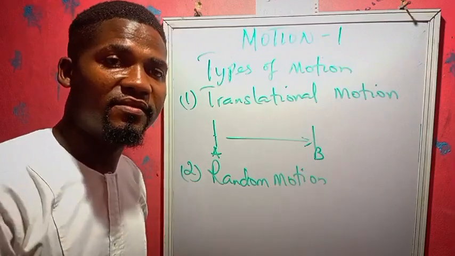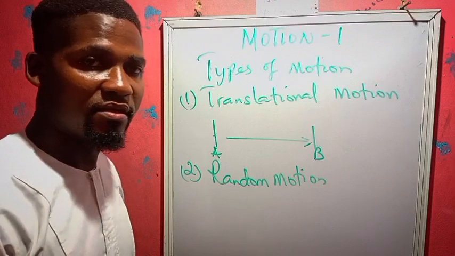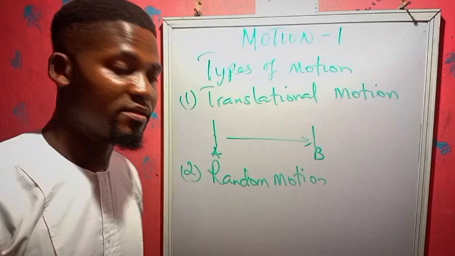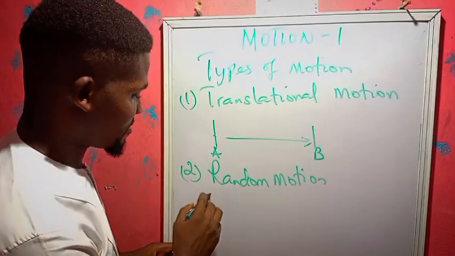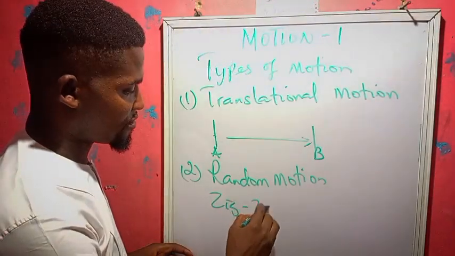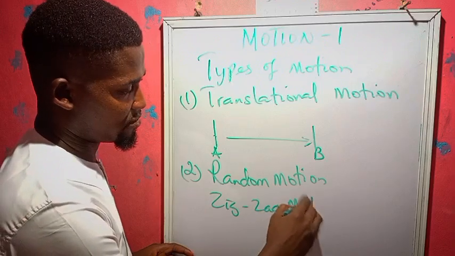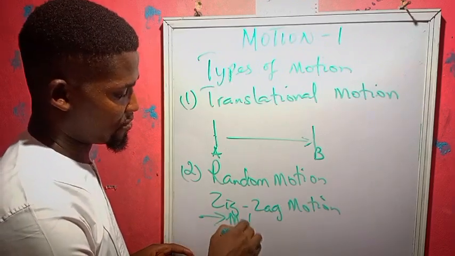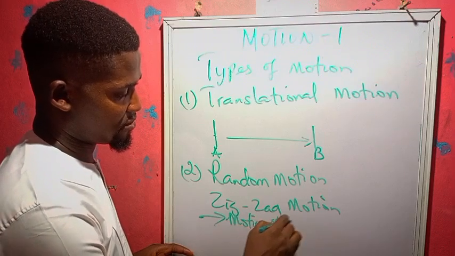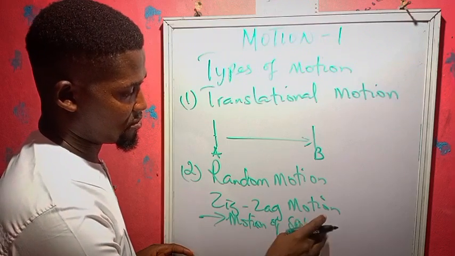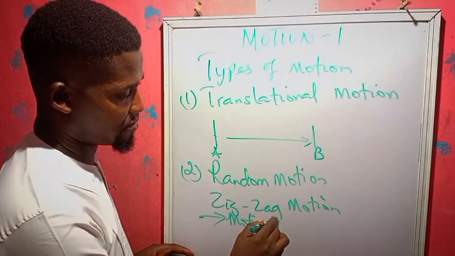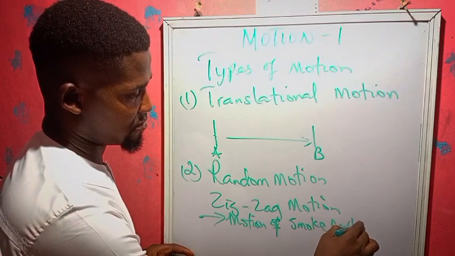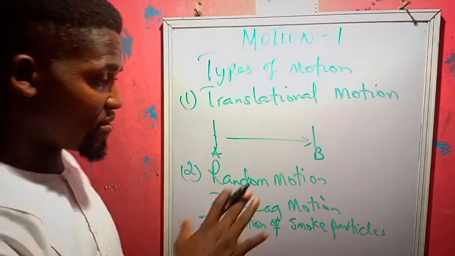The next one we have is random motion. Random motion is like a zigzag motion, in any direction. It's a motion that can follow any direction. You can say an example is the motion of smoke particles. I hope you're following. That's random motion.